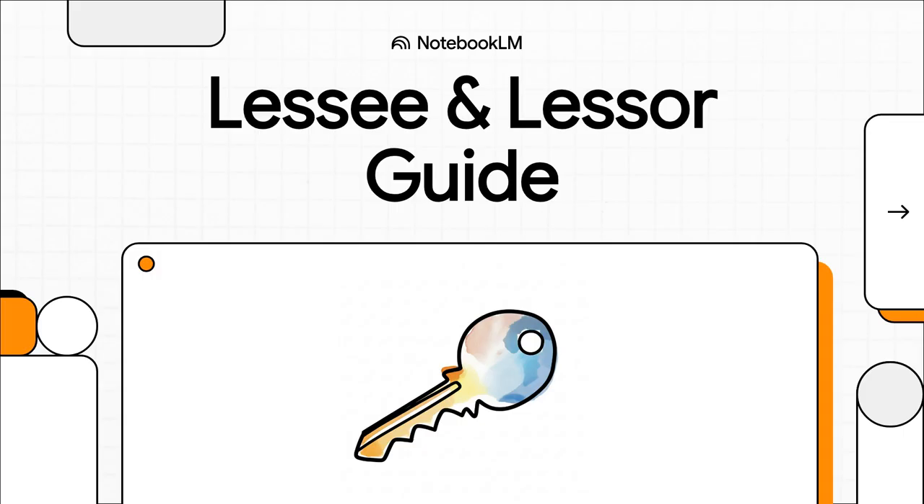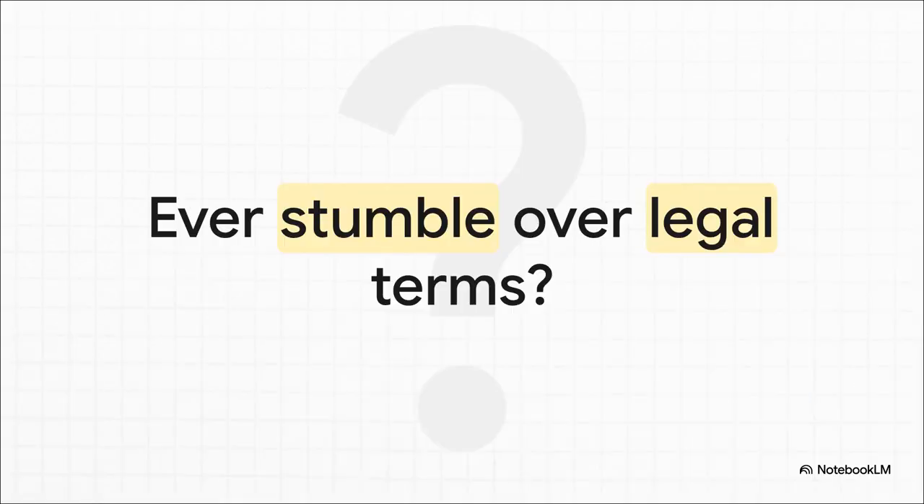Let's jump right in. You know that feeling, right? You're reading some kind of official document and bam, a legal term just stops you cold. Lessee and lessor are a perfect example of that. But trust me, the good news is they are way simpler than they sound.